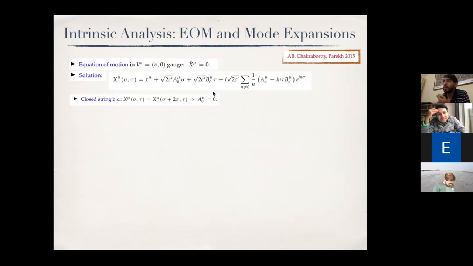Of course you can put things in a curved background. That's something that you can do. You can put a G mu nu there. You can put a B field there, and so on and so forth. But I'm not sure about higher derivatives. Why would you want to put those in?